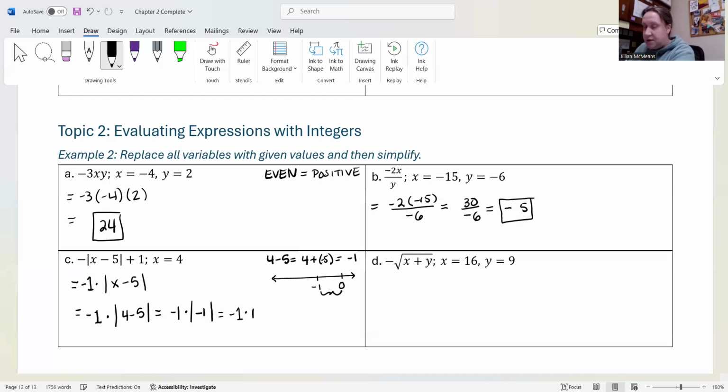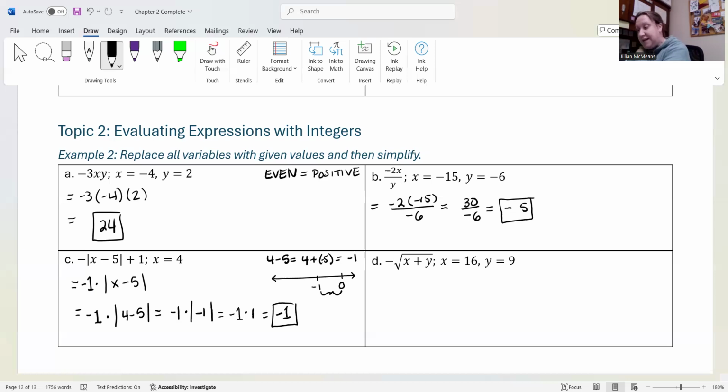So what we have here is -1, the negative from the outside, and then we have just +1 for the absolute value of x minus 5. And that tells me at the end of the day, my final result is -1. So that one's a little bit tricky. Make sure you watch this video more than once if you need to.